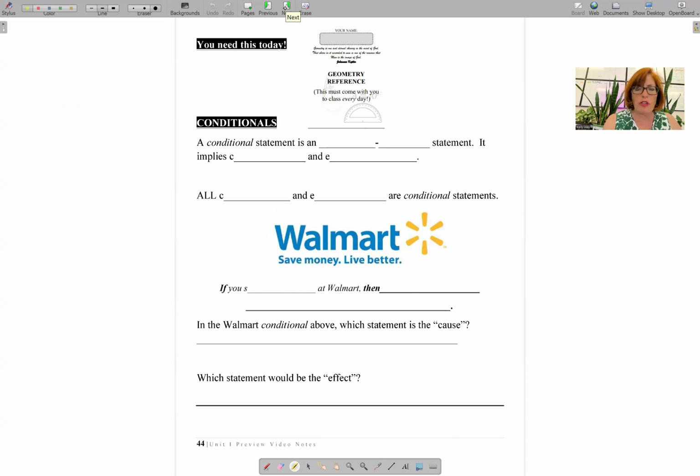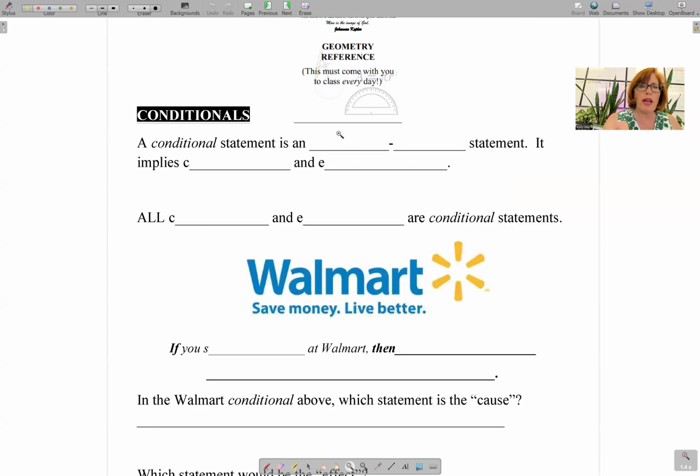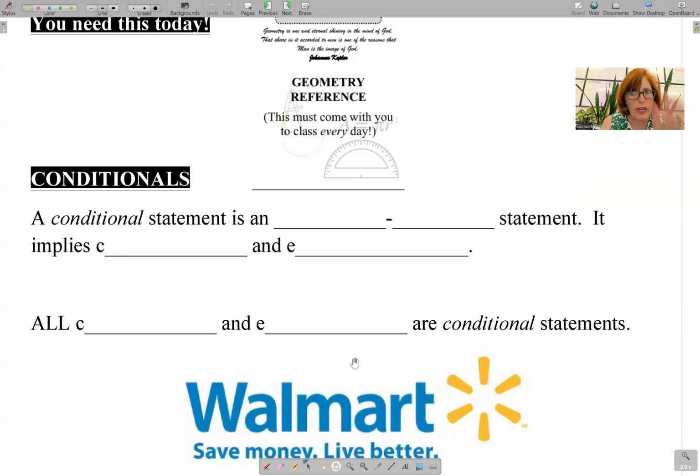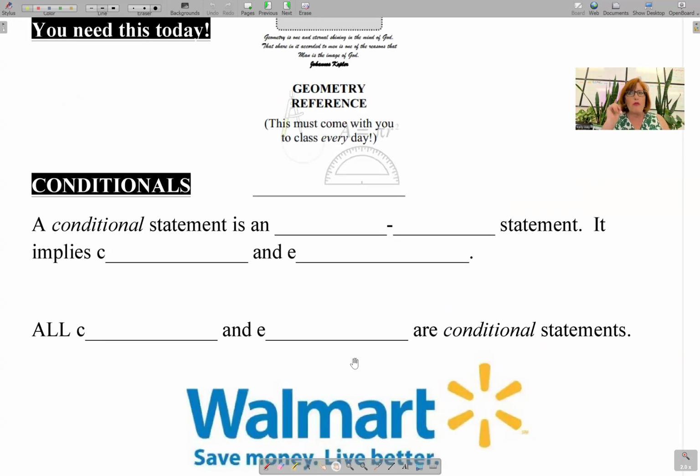You're going to need your reference booklet handy, so go grab that. You're going to need it later. Now, conditional. Conditional, you are already an expert on this. Great. You've heard this from parents, from teachers, anyone in authority, maybe even a friend. If you do this, then this happens.